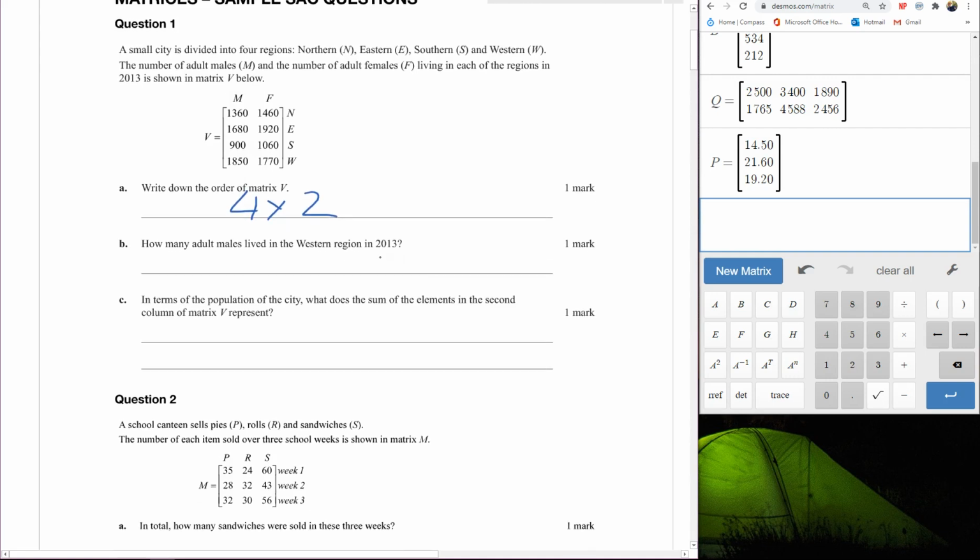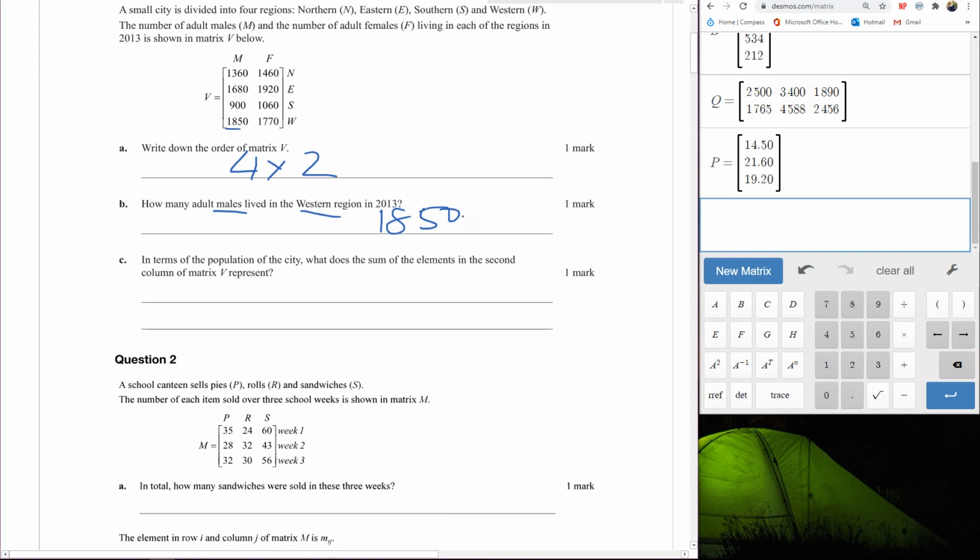How many adult males live in the western region in 2013? So how many males? So we're looking at males in the west. If you're looking at males, that means we're looking at the male column. And where is the western row? It's this row here. So 1850 males live in the western region.